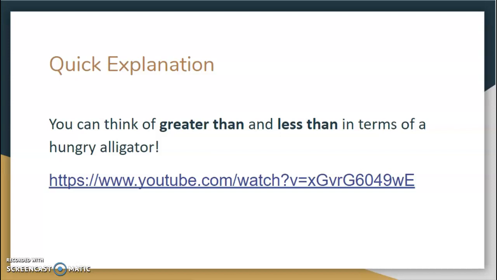We like Jack Hartman. We've listened to a lot of his videos. But you can think of greater than and less than in terms of a hungry alligator, where the hungry alligator chomps at the number that is greater, the number that is bigger than the other.